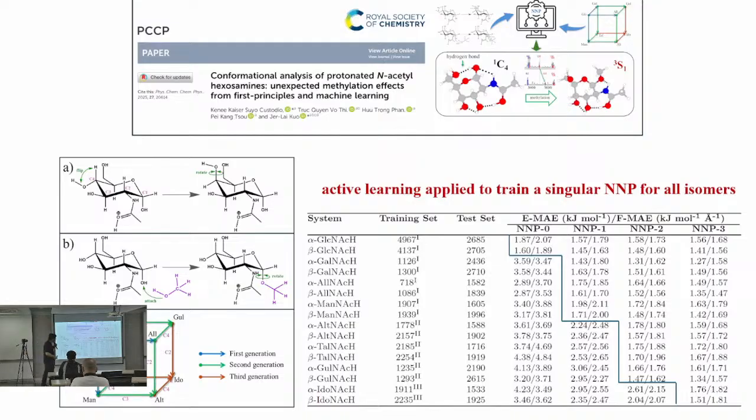Now, the table that I'm showing here is the results of our training. There's too many to look at here, but the most important one to pay attention to is this last NNP, because here I have trained a single model which covers all 16 systems. And this is the relative accuracy. All of them are less than 1.76 kilojoules per mole accuracy for the energy, and for the forces, it's less than 1.88. So very, very accurate, relatively, at least in the low energy region.